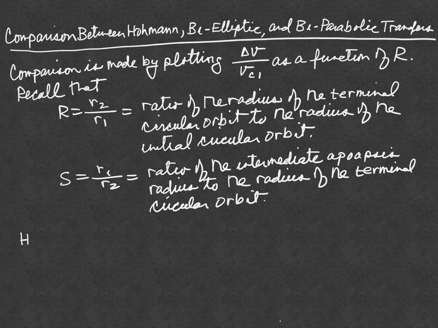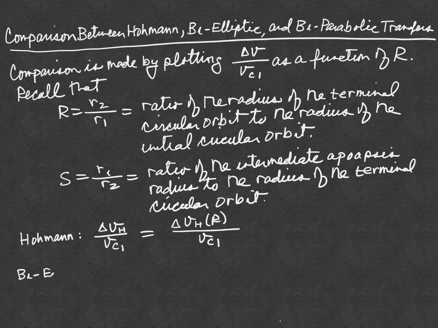So for the Hohmann transfer, the plot is going to be delta V Hohmann divided by VC1, which is a function of R. For the bielliptic, we have delta V bielliptic divided by VC1, which is actually a function of both R and S.